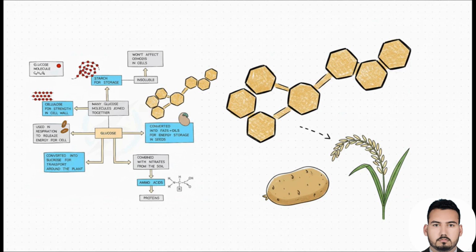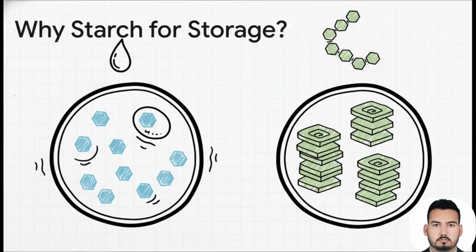To store that energy, the plant links hundreds of these glucose molecules together to create a big, complex carbohydrate called starch. And yep, that is the exact same starch you find in things like potatoes or bread. So you might be wondering, why bother turning it into starch? Why not just store the glucose? Well, it's a genius move for a couple of reasons.